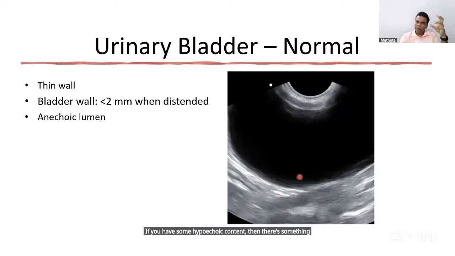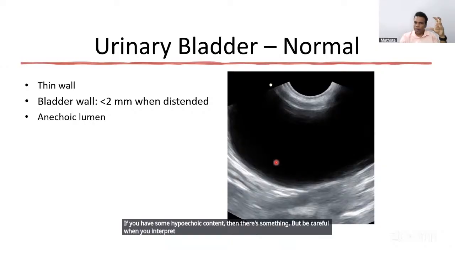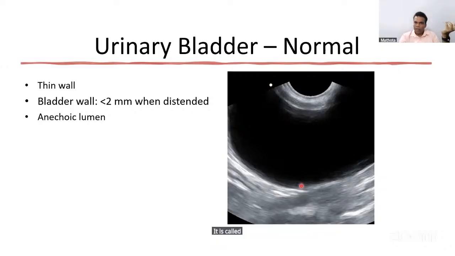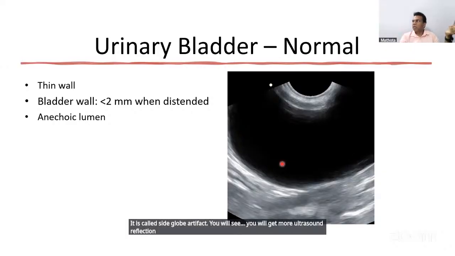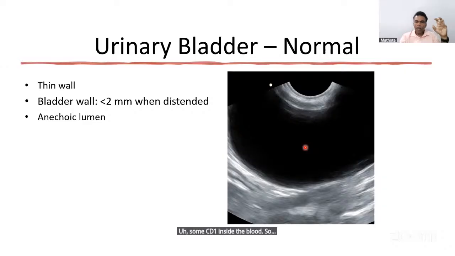But be careful when you interpret content in the bladder, because most of the time you will see artifact inside the bladder lumen. It is called side lobe artifact. You will get more ultrasound reflection from surrounding tissues, maybe from the colon or other intestinal loops, and you will get some artifact inside the bladder. You may interpret those things as sediment inside the bladder. So be careful when interpreting the content of the bladder. It should be an anechoic lumen.